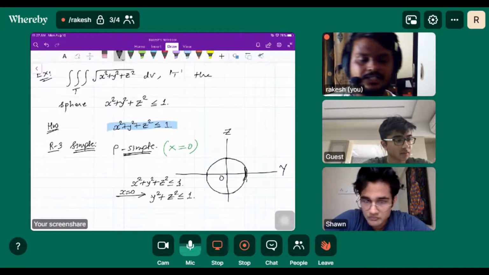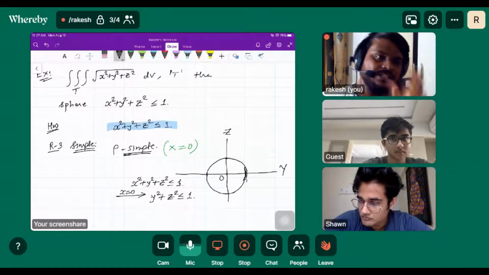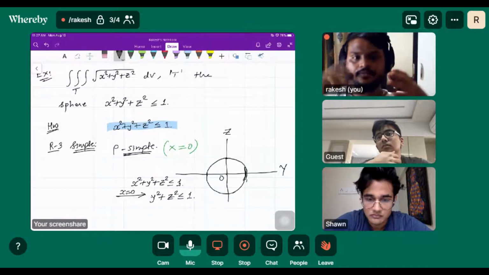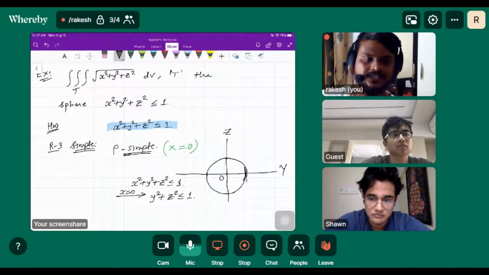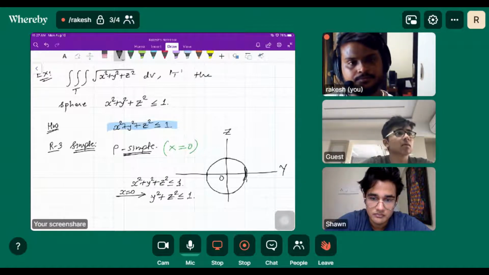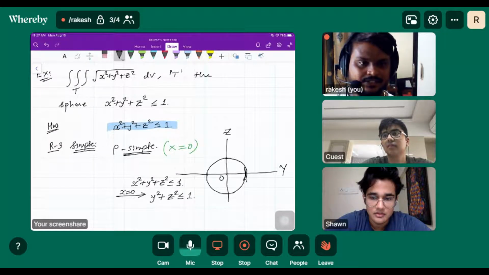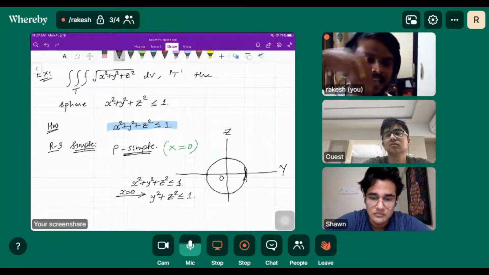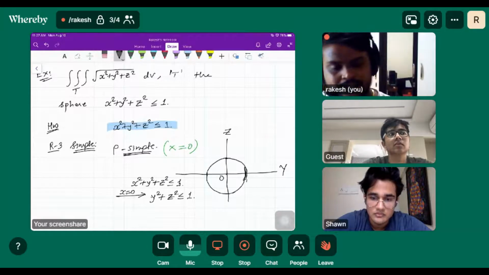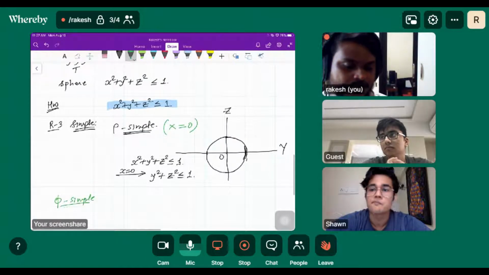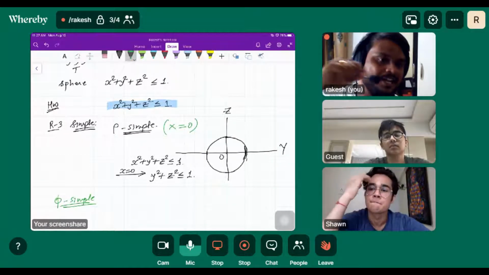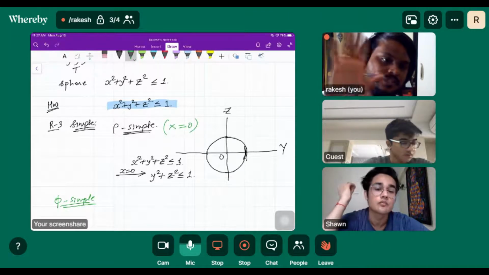Now in this, what is the angle between y and z basically? Do you remember, when we were discussing the spherical coordinate system, what was the angle we took between y and z? Phi. Very good. The angle between y and z was phi. What would be the angle here? The very next step is phi simple. So for phi simple and rho simple, we have to draw a trace of the surface on the yz plane.